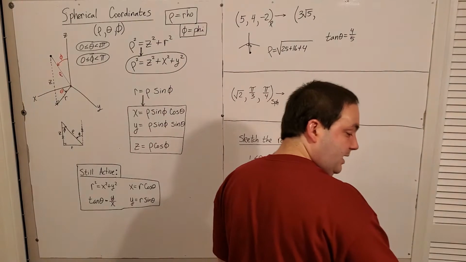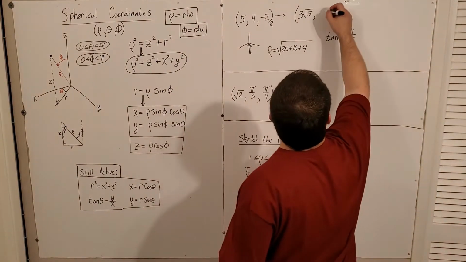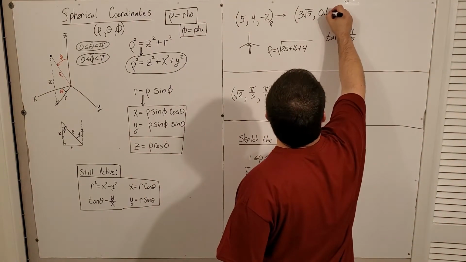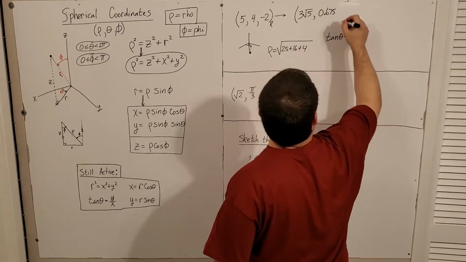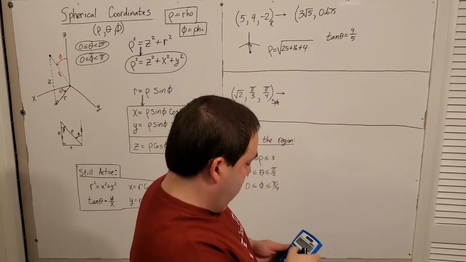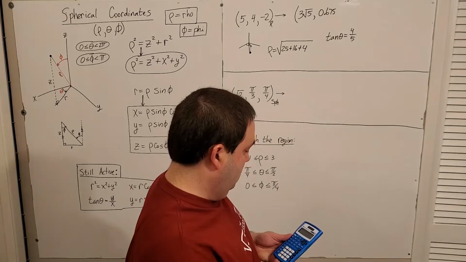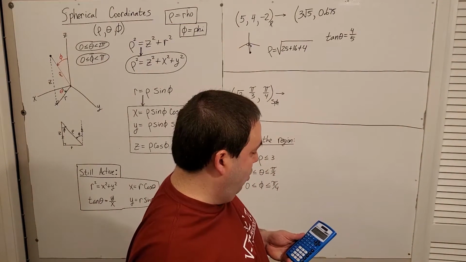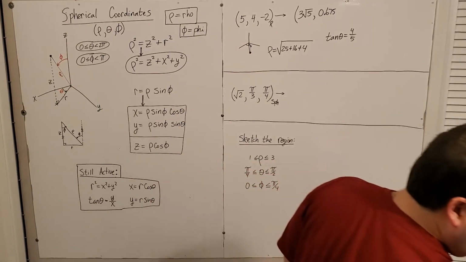So 0.675 for theta. If you wanted to do that in degrees, you could also have put the 38.7 degrees. That would work also.